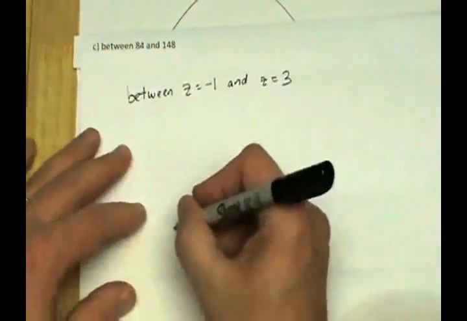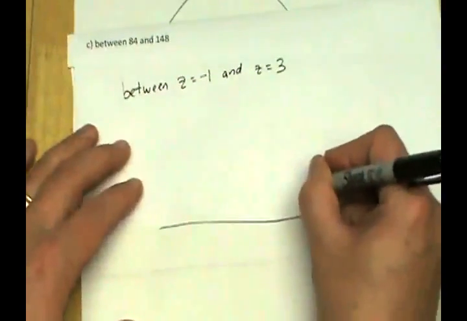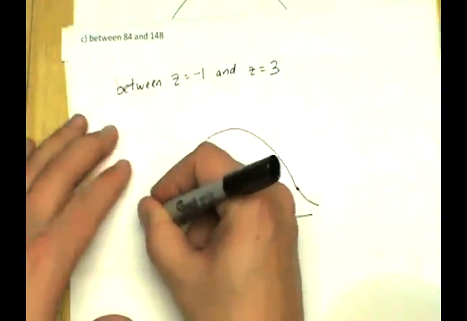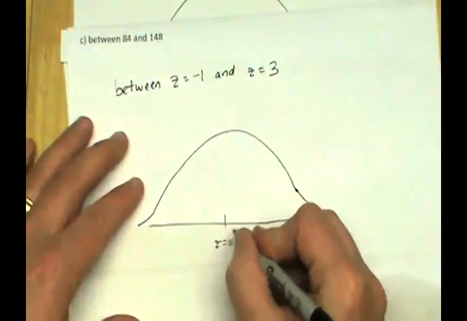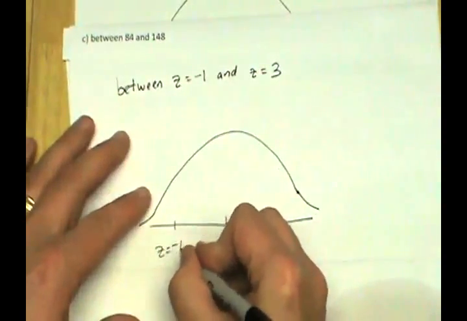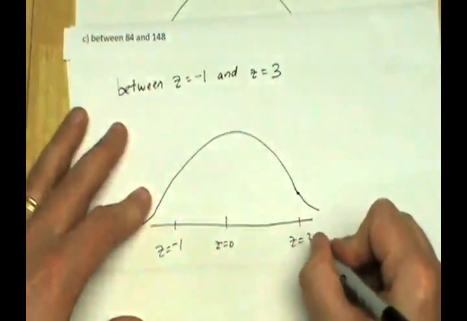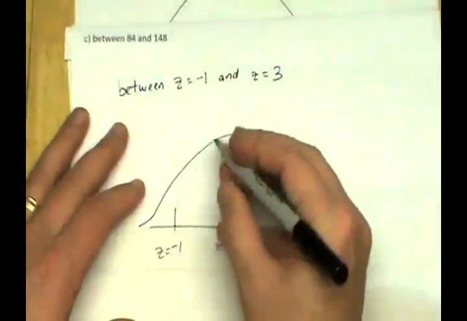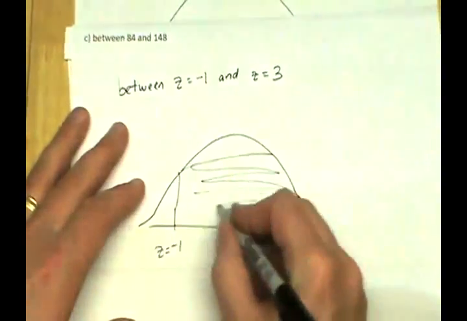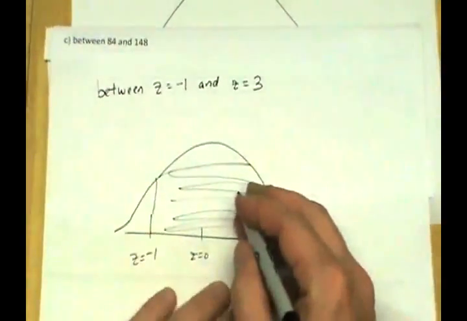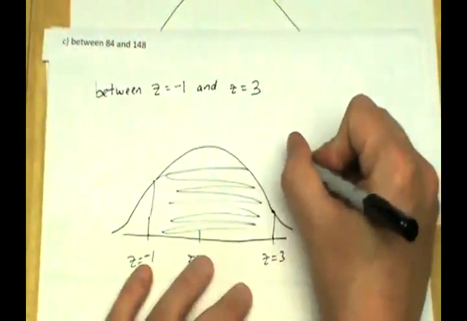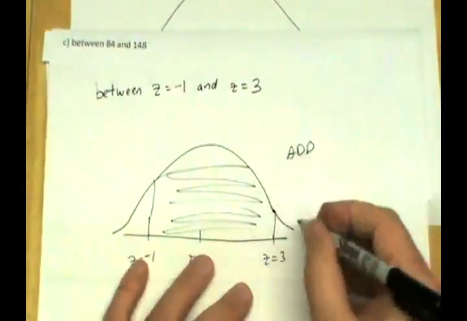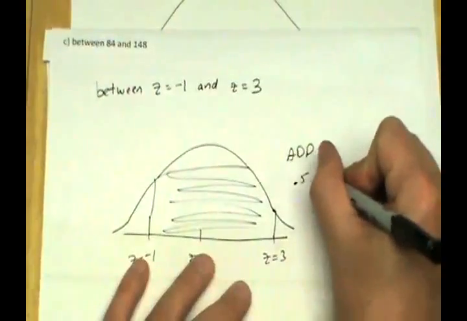All right, here we go. Bell-shaped curve. Okay, z-score of -1 is on the left. The z-score of 3 is on the right. We want everything in between those. Our shaded region crosses 0, so we're going to add. And the tail's not included, so 0.5 is not needed.